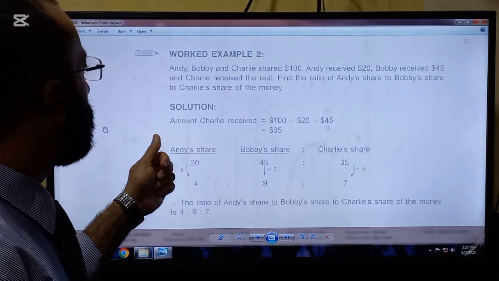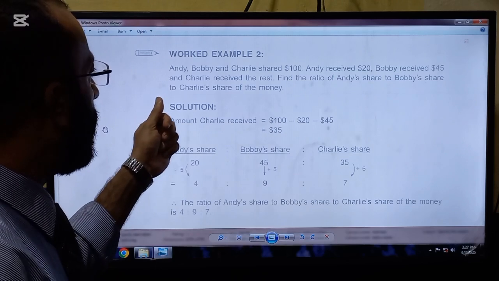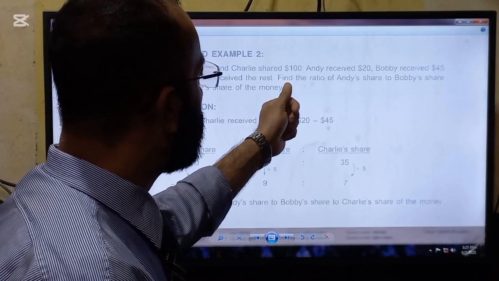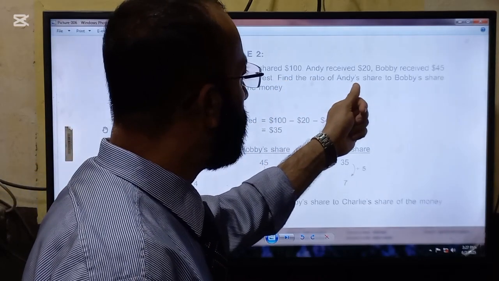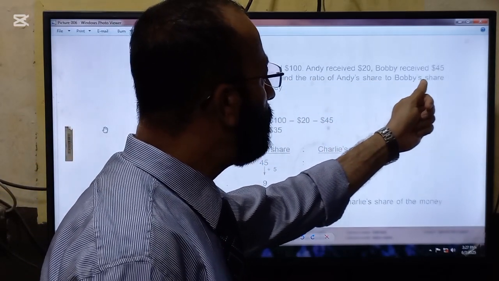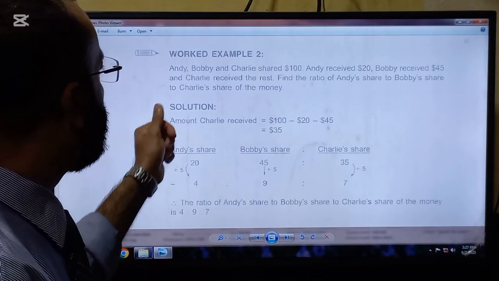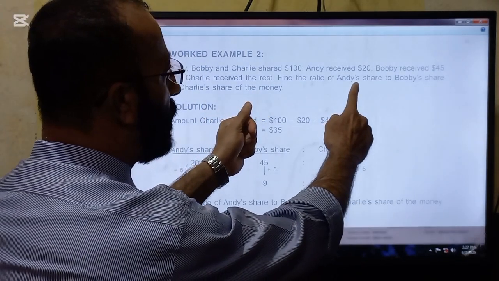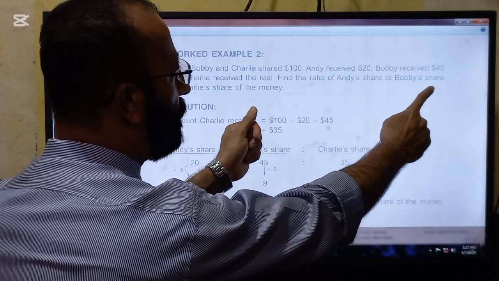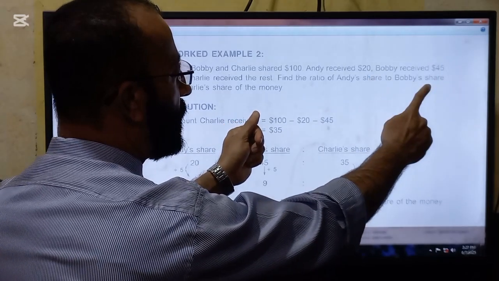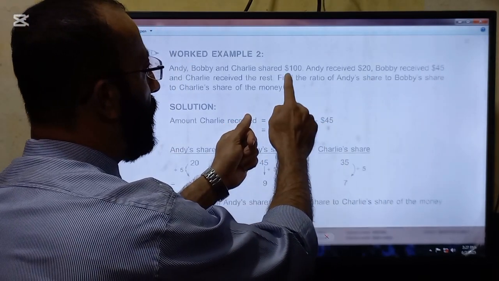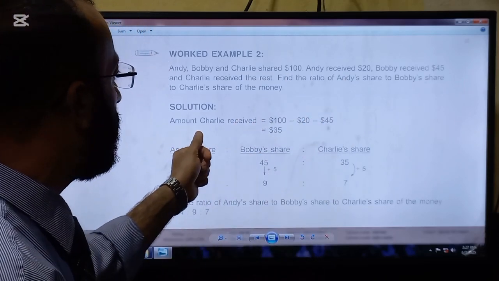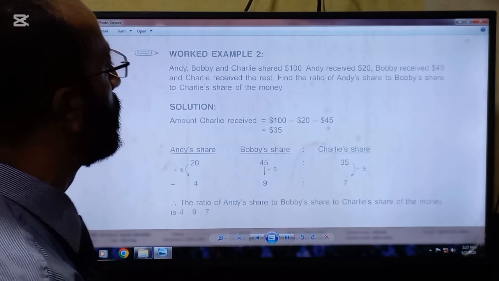Here is the statement of another question. Andy, Bobby and Charlie shared $100. Andy received $20. Bobby received $45 and Charlie received the rest. Okay, if Andy is getting 20, Bobby is getting 45, so in total 65. So the rest will be 100 minus 65, which is 35. So it means Charlie will get $35.